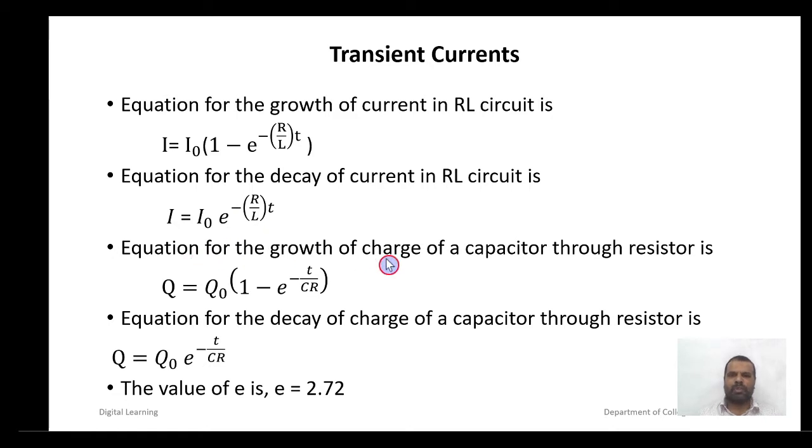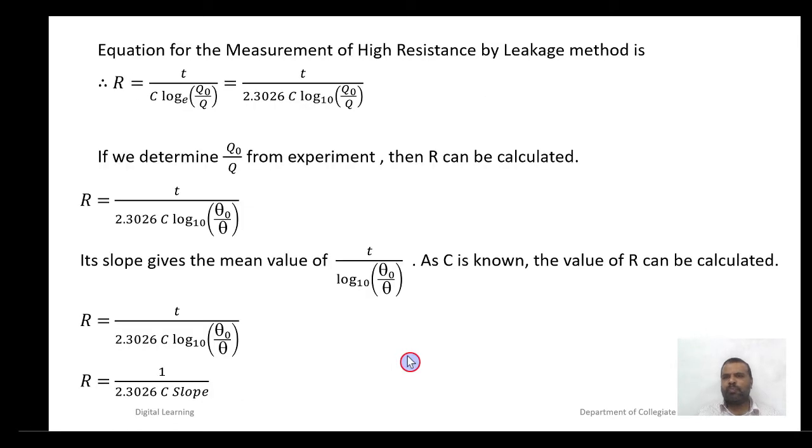Equation for the growth of charge of a capacitor through a resistor is Q = Q₀(1 − e^(−t/CR)). Equation for the decay of charge of a capacitor through a resistor is Q = Q₀ e^(−t/CR). The value of e is equal to 2.72.